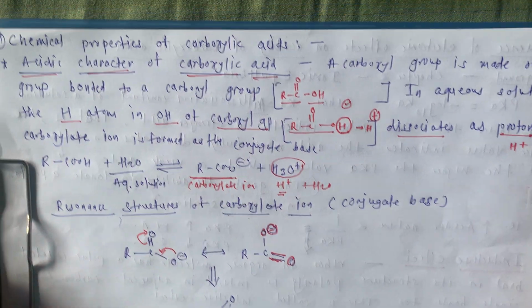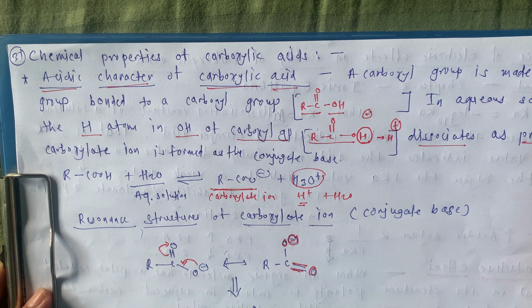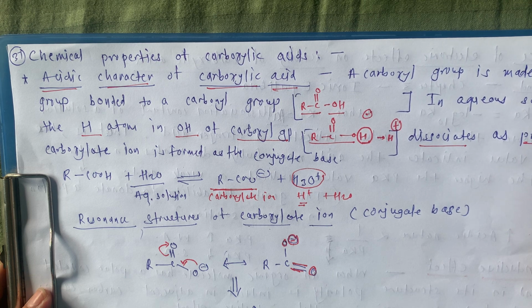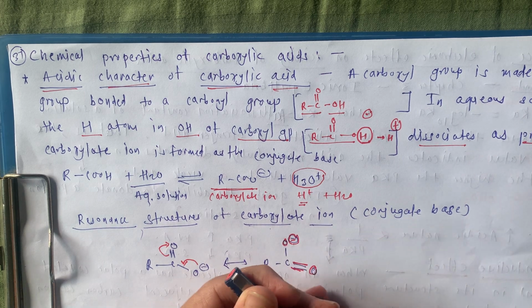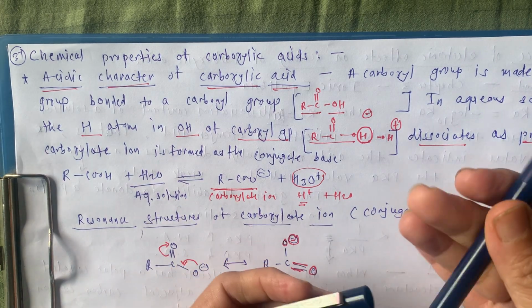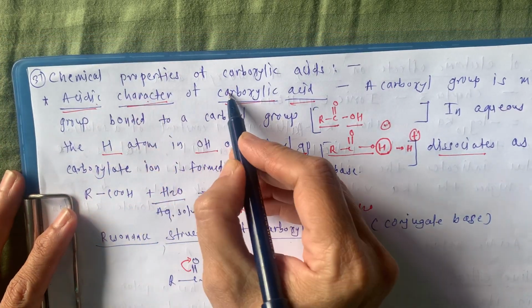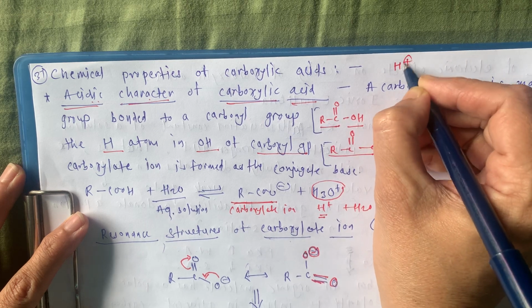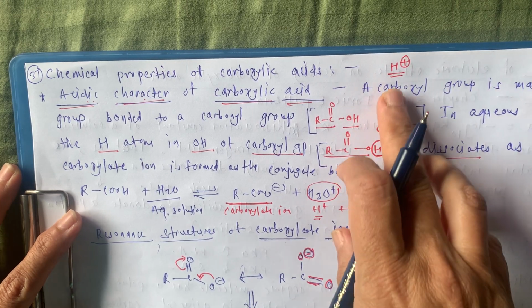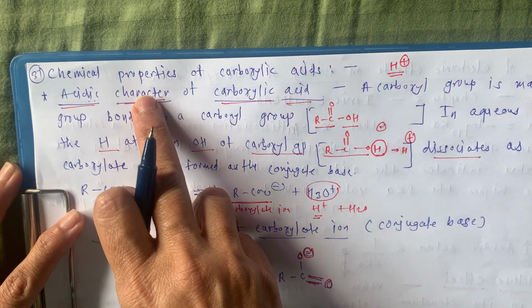Hello students, our last topic of the aldehydes, ketones and carboxylic acids chapter is chemical properties of carboxylic acids. In that, we first have to see the acidic character of carboxylic acid. What is acidic character? The H plus ion concentration is known as acidic character.